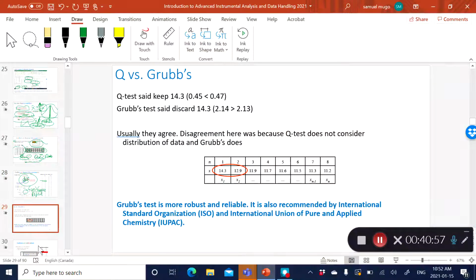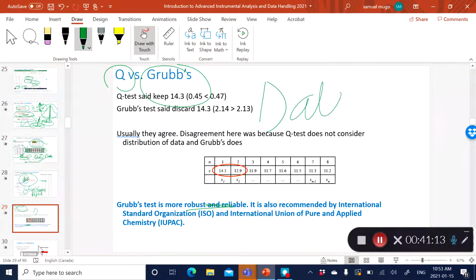So ideally, you should use the Grubbs test. The Grubbs test is more robust and more reliable compared to the Q test because it accounts, you can see, for data distribution. So the Grubbs test accounts for data distribution, and that's why it's a lot more reliable compared to the Q test.